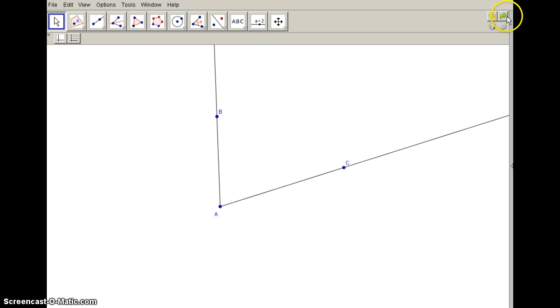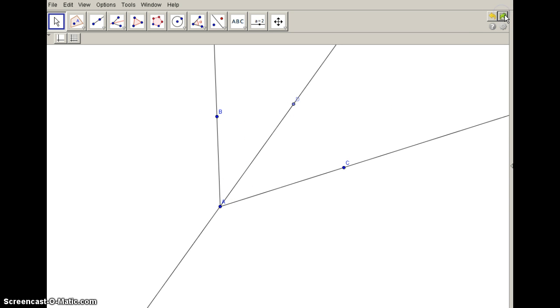Okay, so the next thing I'm going to do is bisect the angle. So what does it mean to bisect the angle? Well, it means to cut the angle in half, really. And this is a line that bisects the angle. There could be a ray that bisects the angle, but this is a line that bisects the angle.